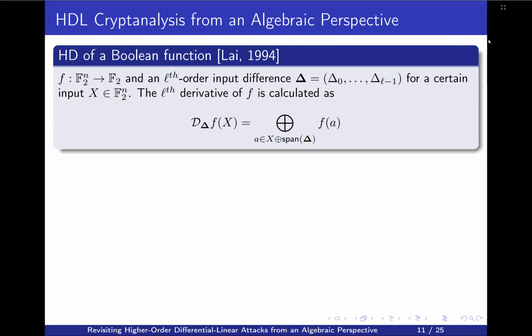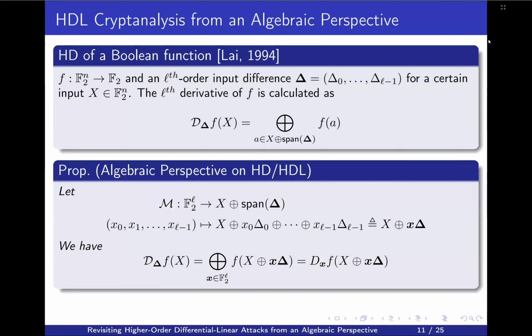Let's start with some mathematics. Given a Boolean function f and the input difference delta, that is a vector, and a certain input x, the output order differential can be written in this formula. You can see that A belongs to an affine space. So we just do some variable substitution to make the affine space a linear space. You can see M is a linear mapping from a linear space to the affine space. For convenience, we write the mapping as x plus x times theta.